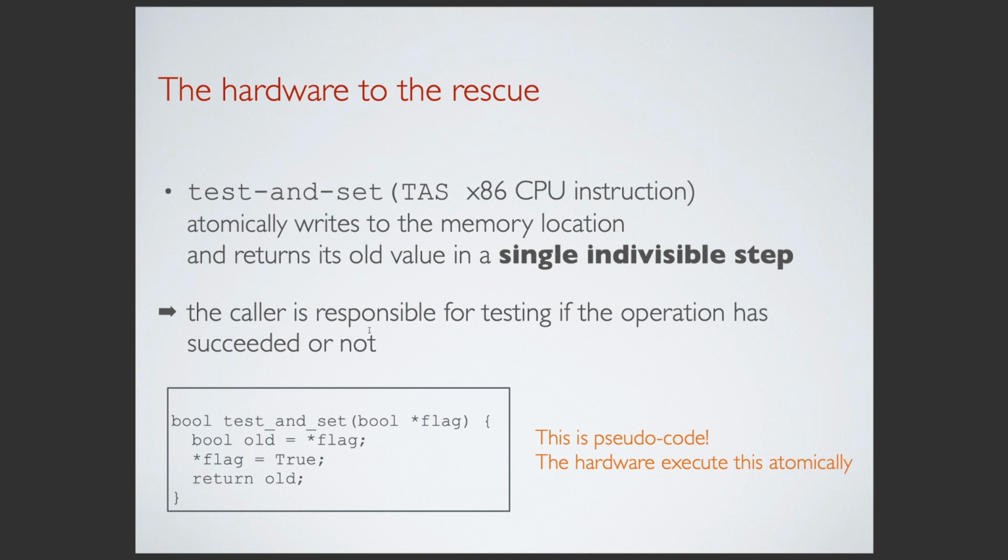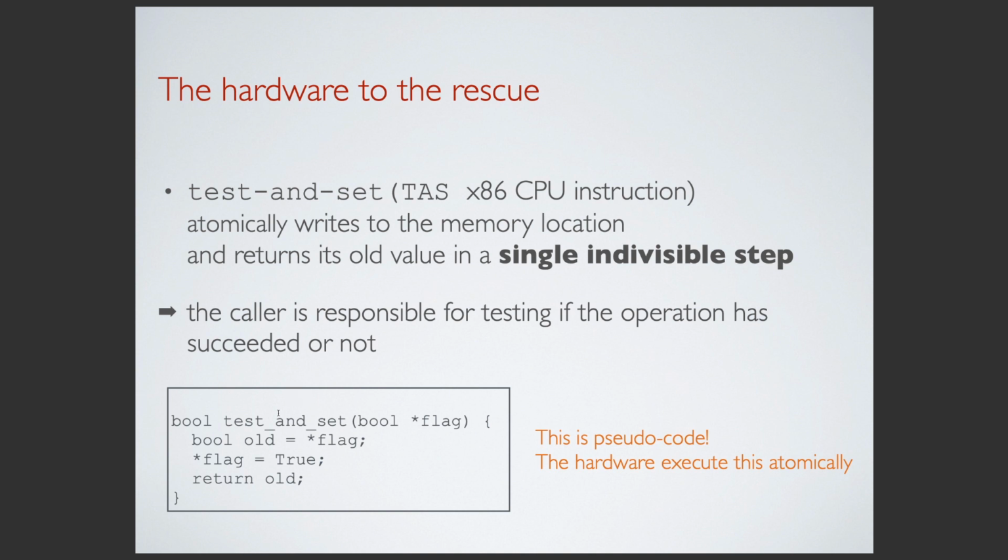So here there's the hardware to the rescue. They have created a special instruction called test and set. This is a CPU instruction, and CPU instructions are atomic by nature, right? So what does test and set do? It writes to a memory location and returns its old value in a single indivisible step. Basically you write the value and return the old value. It's kind of interesting, but it doesn't do the job fully. The caller is responsible for testing whether the operation has succeeded or not.